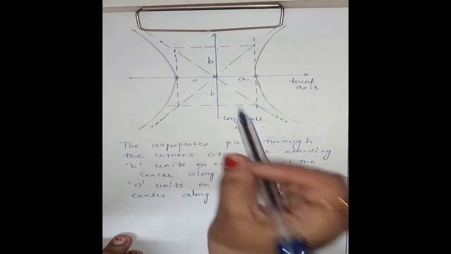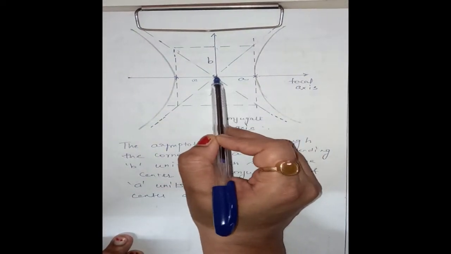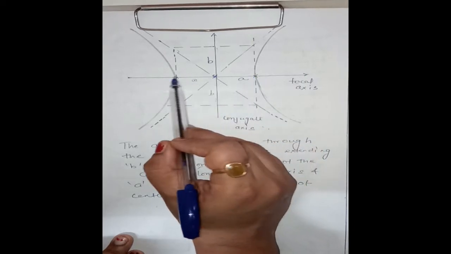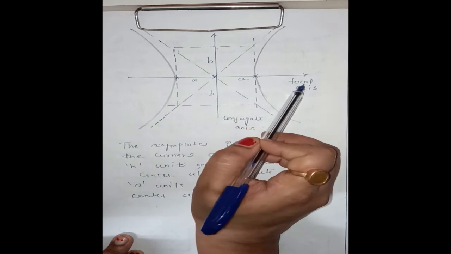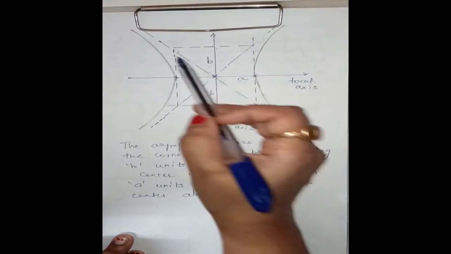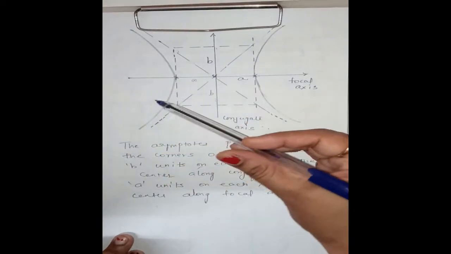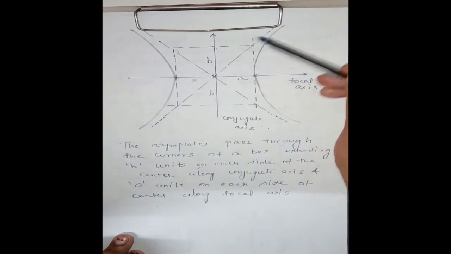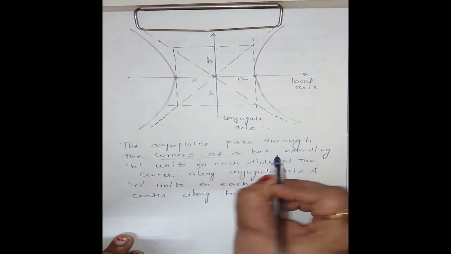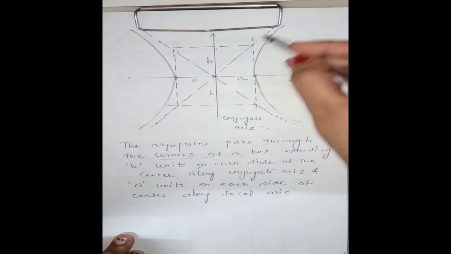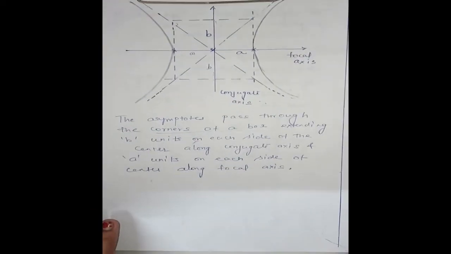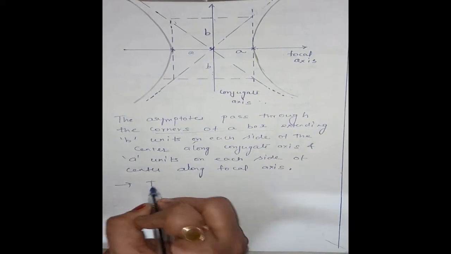Okay. Means here this is the center. These two are the foci. So a units on each side of the center along the focal axis, b units on each side of the center along the conjugate axis. Then make this box. Then these asymptotes, these lines pass through the corners of the box. Asymptotes pass through the corners of the box. Okay. Clear?